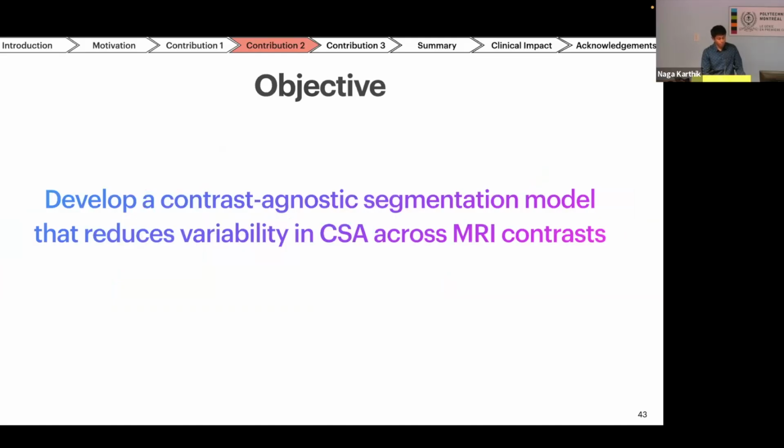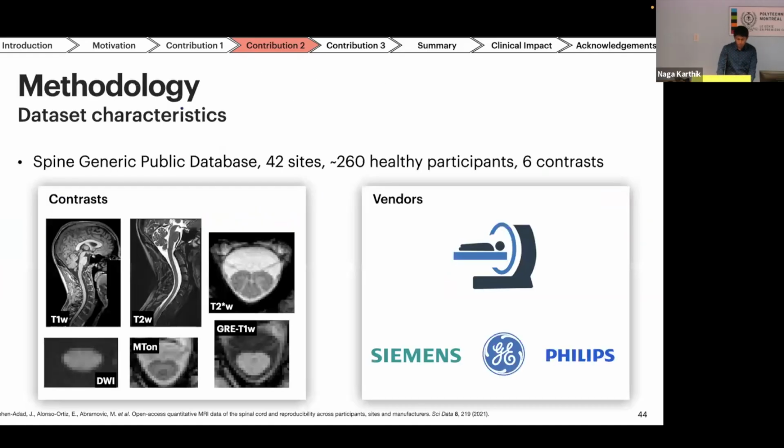So the objective of this work was to develop a model that reduces the variability in spinal cord cross-sectional area across different MRI contrasts. To go about this, we used a public database of about 260 participants, and each participant had 6 contrasts, and these images were obtained from different MRI vendors.